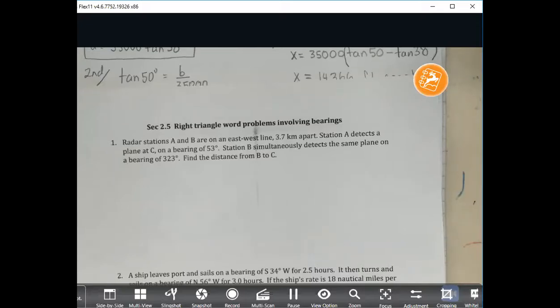So what you're going to do is start with a line segment with your two radar stations as the endpoints of that line segment. Draw a north line from station A and measure a bearing of 53 degrees. Draw a north line from point B and measure a bearing of 323 degrees. Draw rays on those bearings and they'll intersect at that point C.